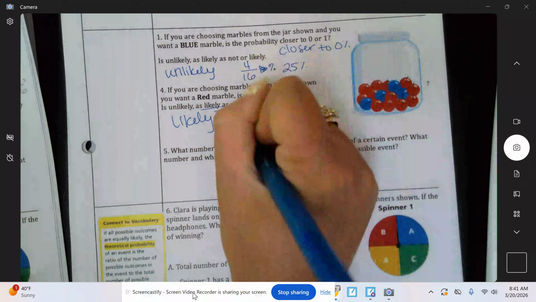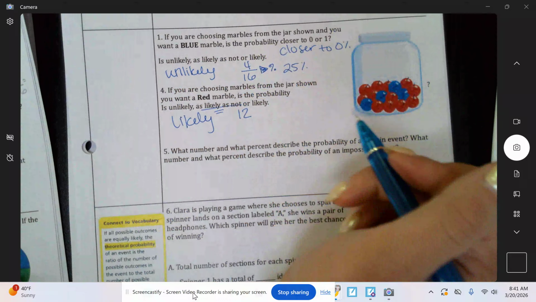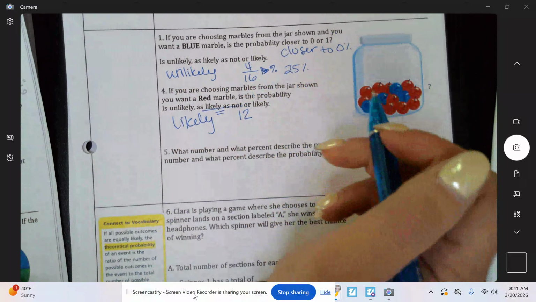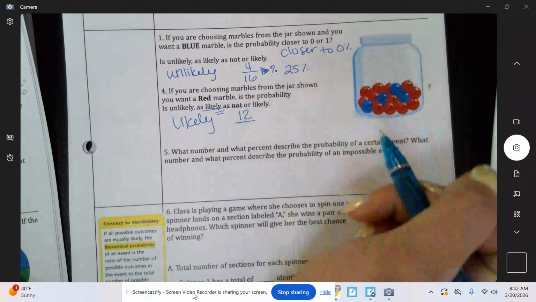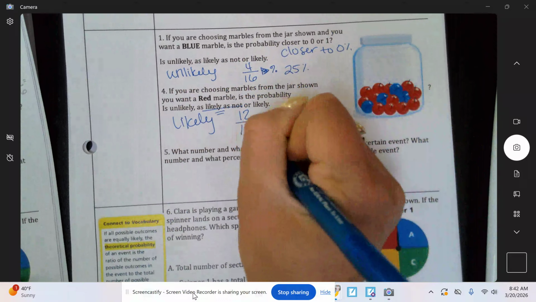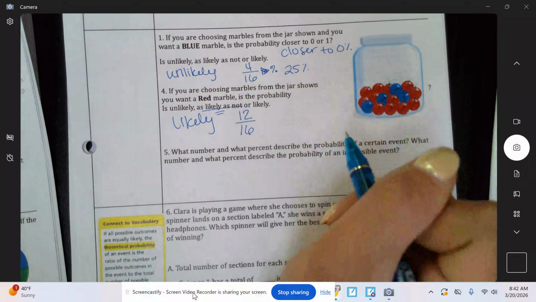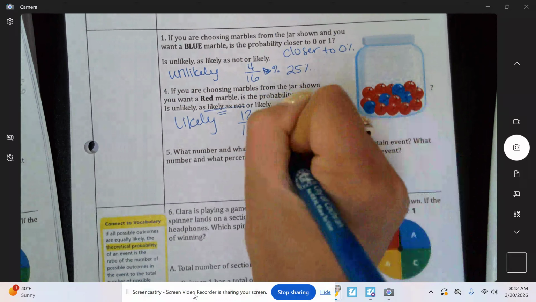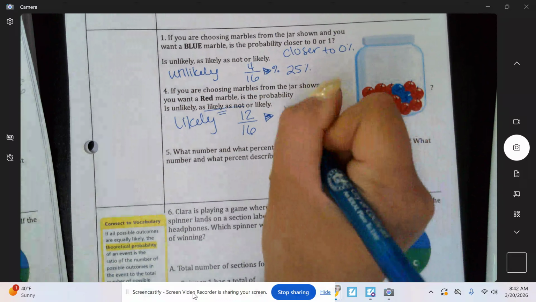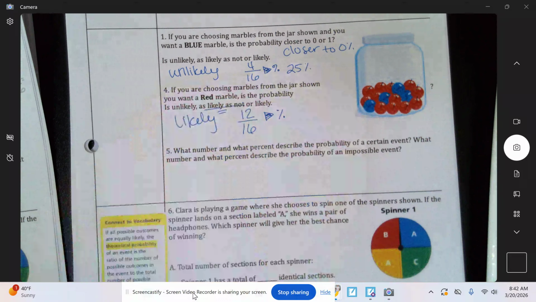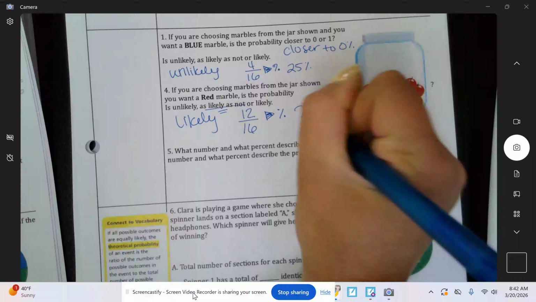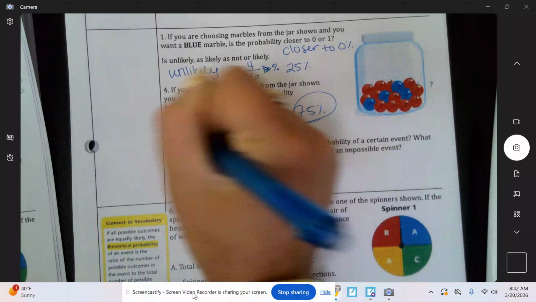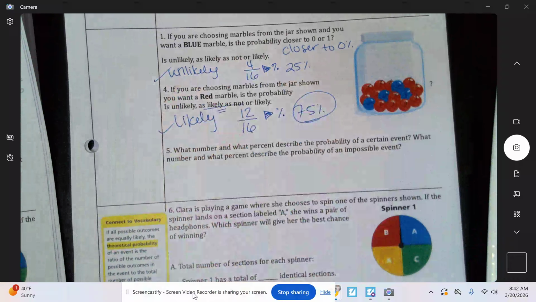We're going with 12 red marbles. That's what I counted. Out of a total of 16. Alright, change it to a percent. 75. Were we right? Yes. Yay, we did it.